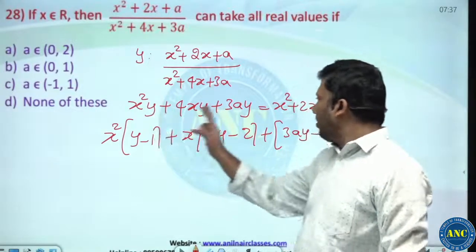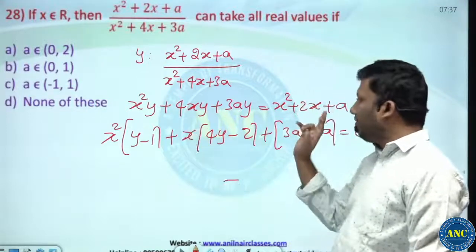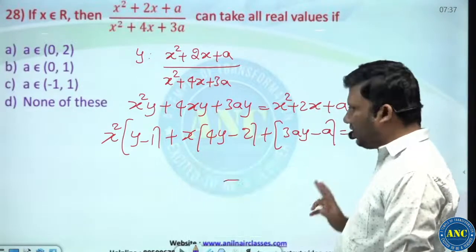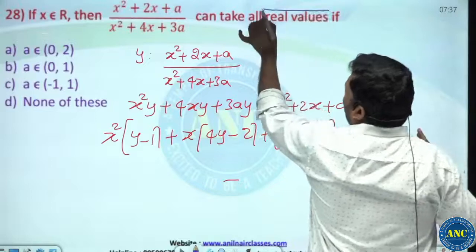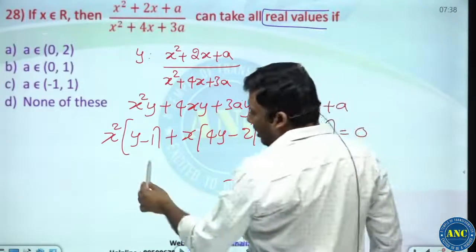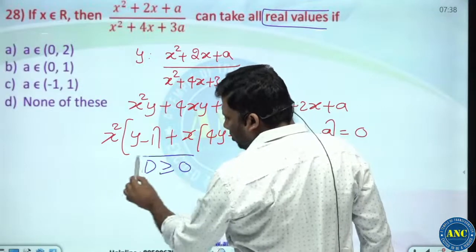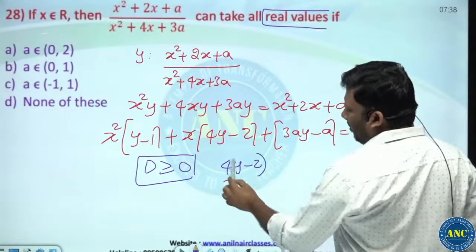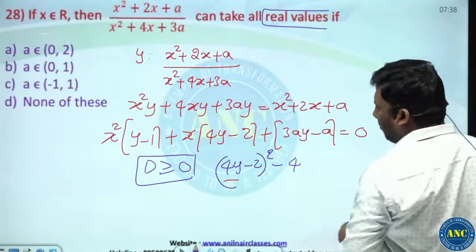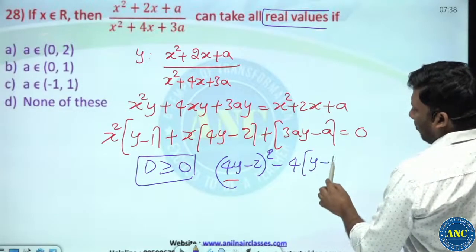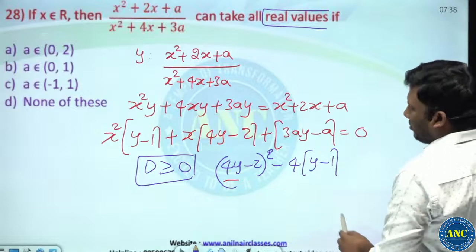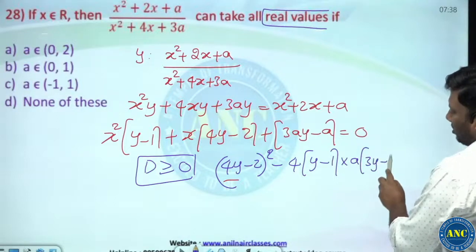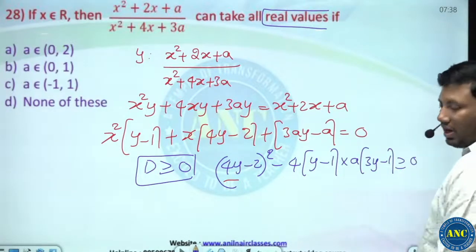x square common, it will become y minus 1. x common, it will become 4y minus 2. Again, it will become 3ay minus a equivalent to 0. Now, see here. It takes all the real values. The roots will be real when the discriminant is greater than or equivalent to 0. So, b square, 4y minus 2 whole square, minus 4 into y minus 1, again it will be AC, C will be a into 3y minus 1, greater than or equivalent to 0.